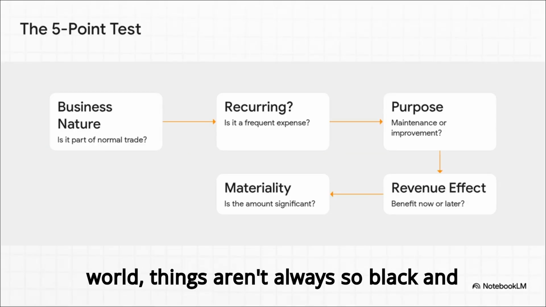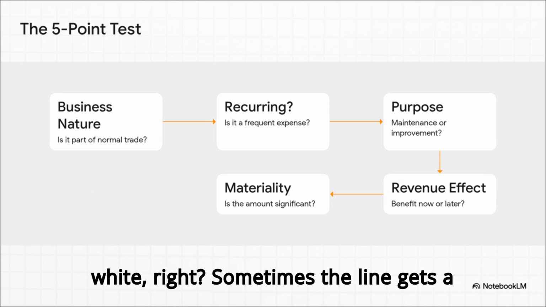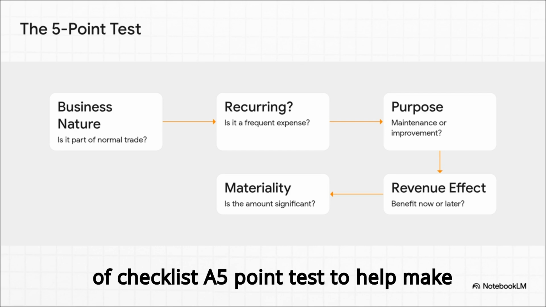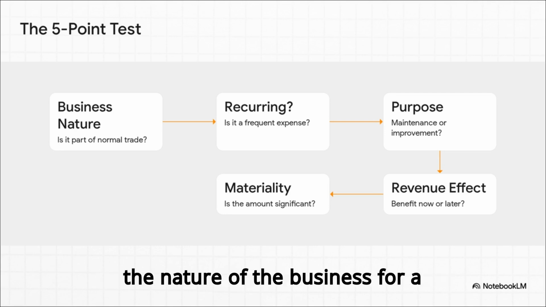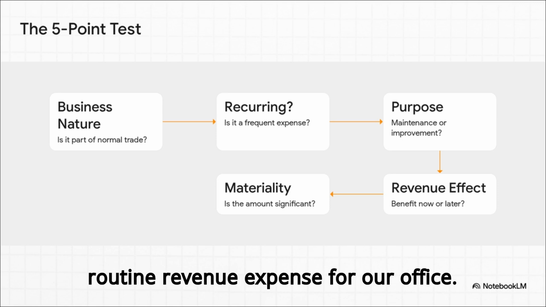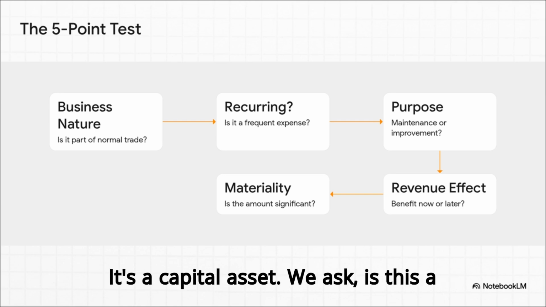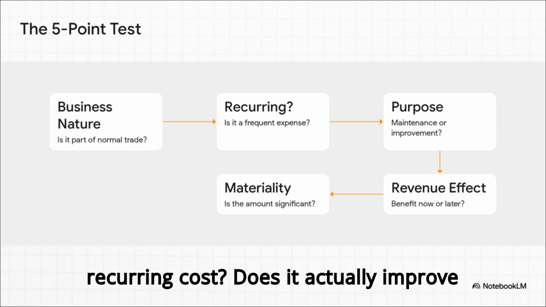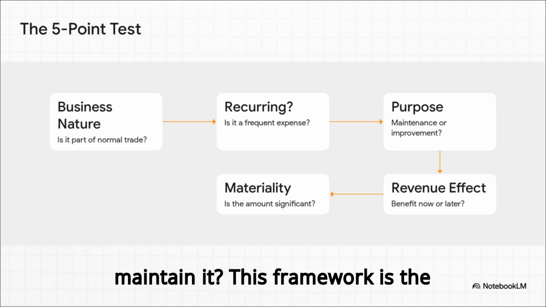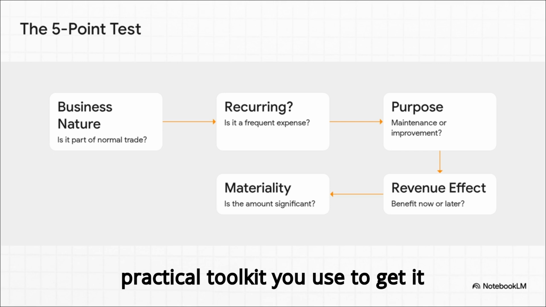But hey, in the real world, things aren't always so black and white, right? Sometimes the line gets a little blurry. So accountants use a kind of checklist, a 5-point test, to help make the call. We ask questions like, what's the nature of the business? For a furniture dealer, buying a chair is a routine revenue expense. For our office, it's a capital asset. We ask, is this a recurring cost? Does it actually improve our capacity to earn money or just maintain it? This framework is the practical toolkit you use to get it right.